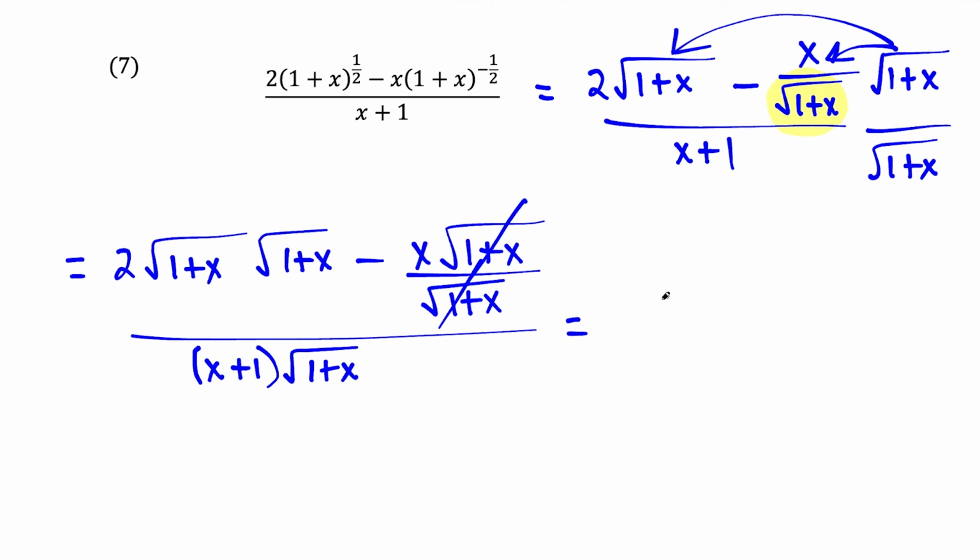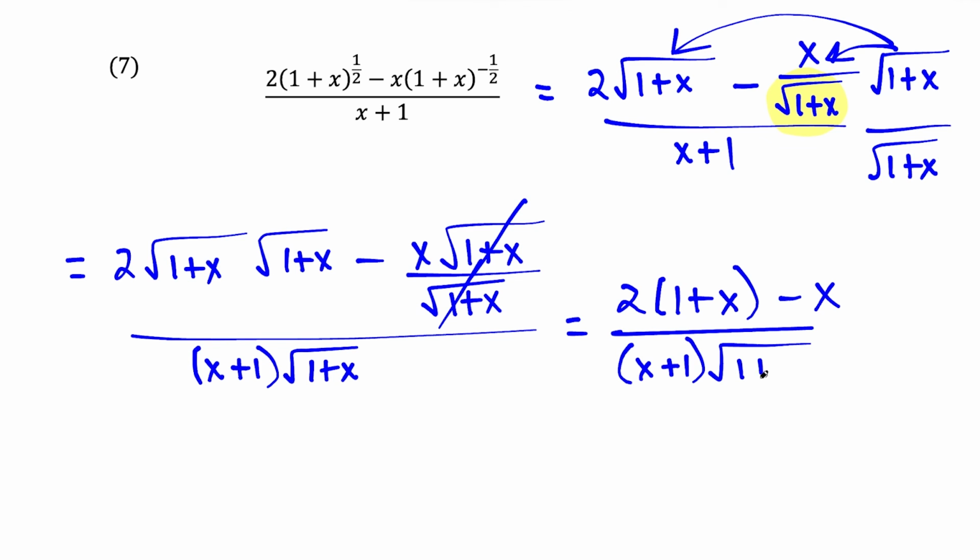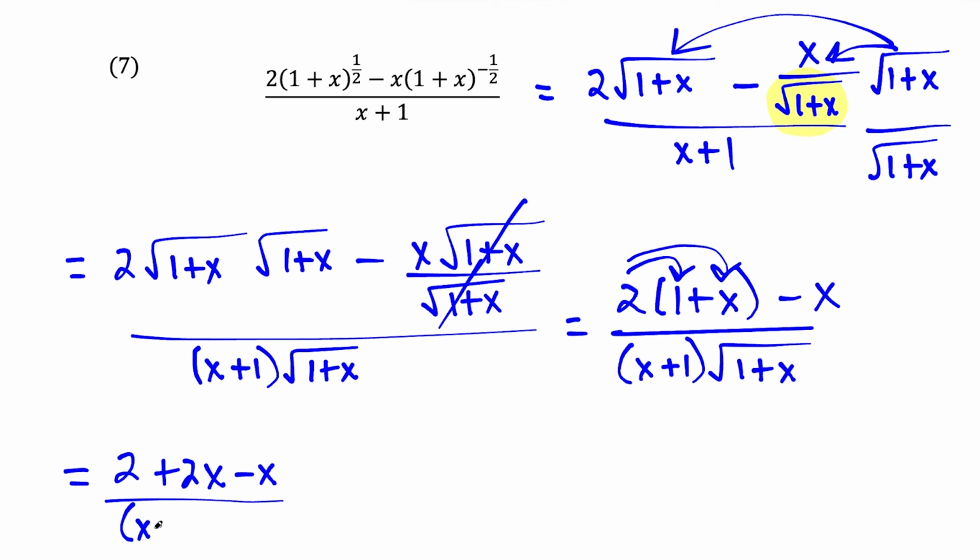And then we have 2 times radical 1 plus x times itself is just 1 plus x. And then the minus x is the only thing that makes it after these terms cancel. And this is over x plus 1 times radical 1 plus x. So from here, what we could do is distribute. So in the next line, we're going to have 2 plus 2x minus x. And this is all over x plus 1 times radical 1 plus x.